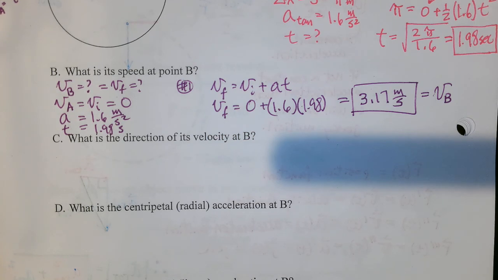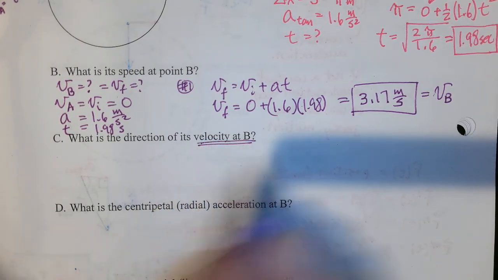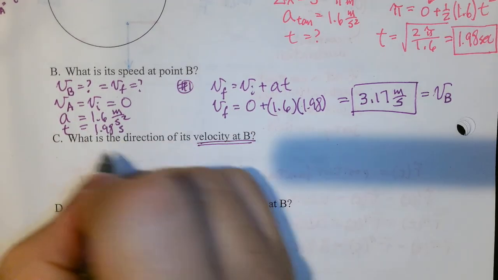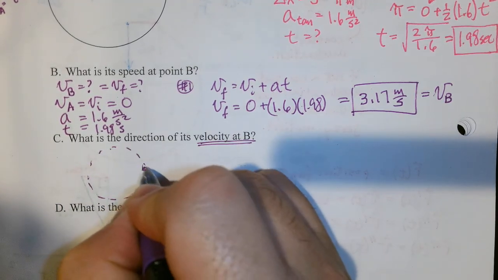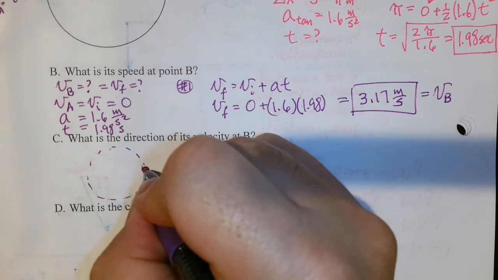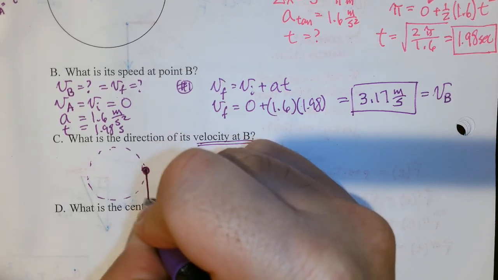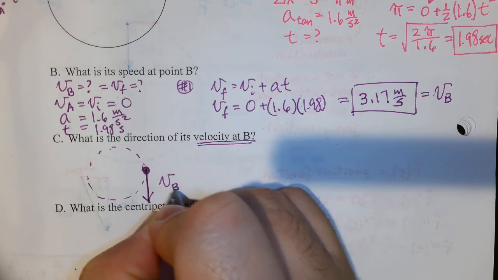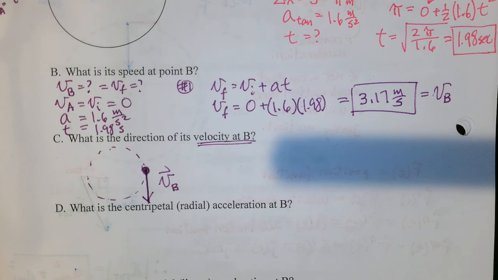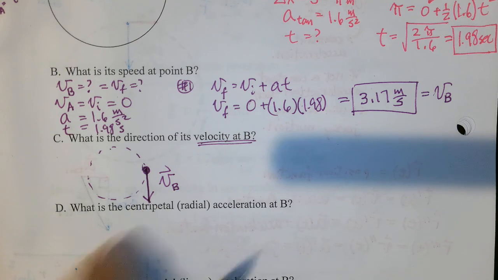So what is the direction of the velocity at B? If I look at this circular motion at point B, the velocity vector has to point tangentially, and it's going to be pointing this way because it's going clockwise. So that is the velocity at B. The direction is basically the negative y direction.